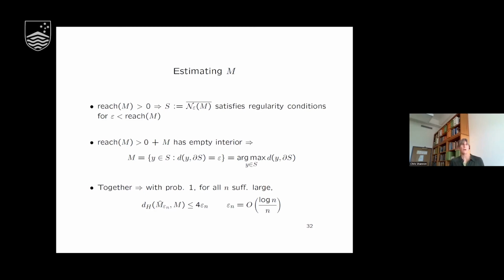So putting together those observations with the results from Cuevas and Rodriguez-Casal, with probability 1 for all n sufficiently large, the Hausdorff distance between the estimator of M and M is less than or equal to maybe 4 epsilon n. And here again, epsilon n is of the order of log n over n.